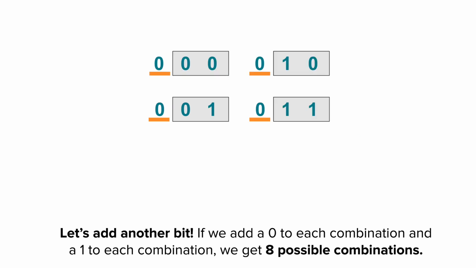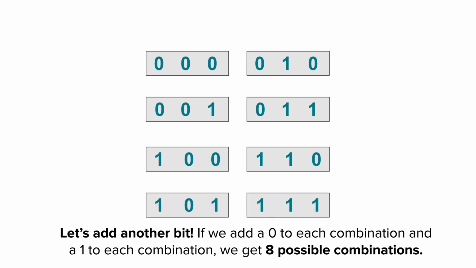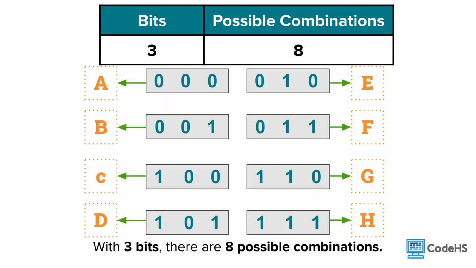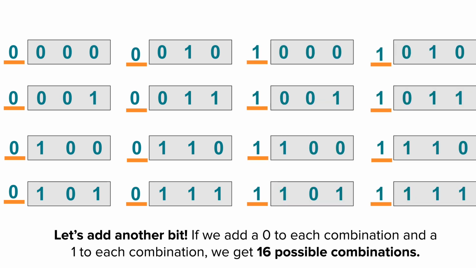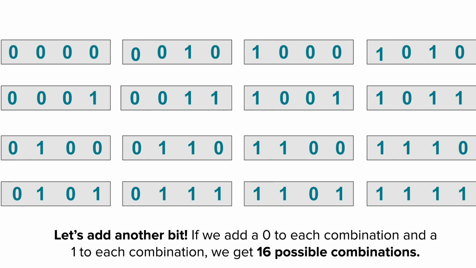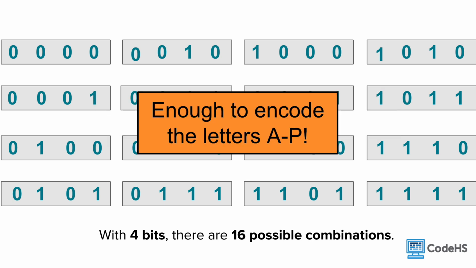So if we add another bit, we can add a 0 to each combination and a 1 to each combination. We get 8 possible combinations. So with 3 bits, there are 8 possible combinations, giving us enough to encode letters A through H. We'll add another bit. If we add a 0 to each combination and a 1 to each combination, we get 16 possible combinations. So with 4 bits, there are 16 possible combinations, which is enough to encode the letters A through P. We're getting closer.